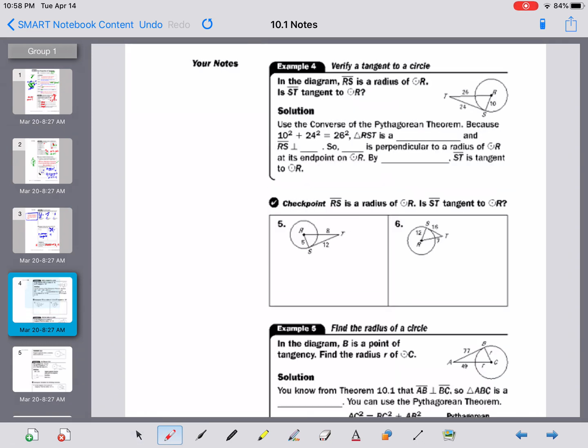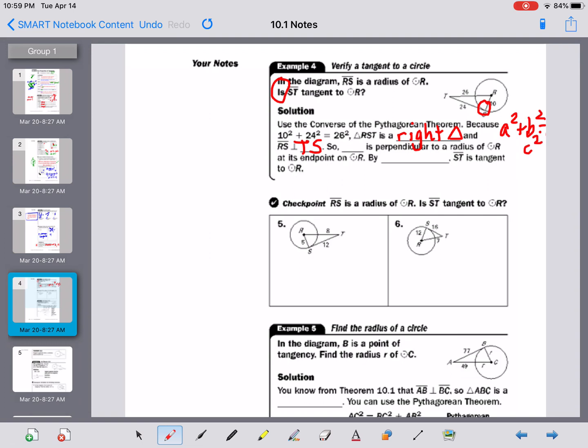All right, so on page 4, at the top on example 4, it says, in the diagram, RS is a radius of circle R, and it asks, is ST tangent? So the one thing we know is if ST is tangent, we should have 90 degrees right here, which would make a right triangle. So then RS would be perpendicular to TS. And if that's the case, we should get a squared plus b squared equals c squared.